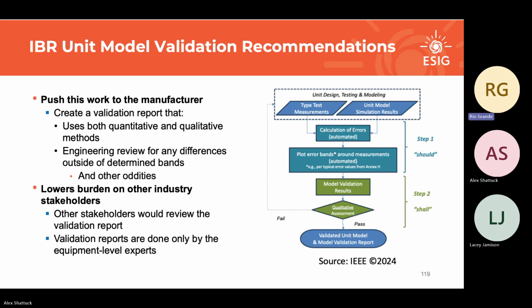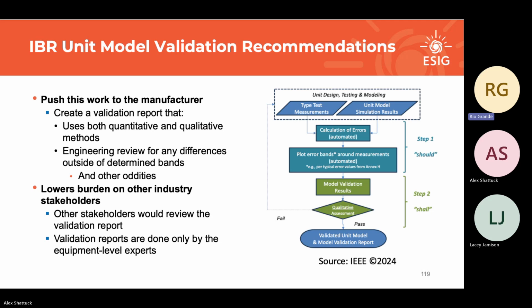When you have the measurements and you have the model performance, the first thing you've got to do is calculate errors based on whatever method you choose. There's a bunch of methods out there that can be automated, right? If all you're doing is taking samples, comparing them with what you expected and calculating an error, that can be automated. And then plotting those error bands around the measurements, again, automated.